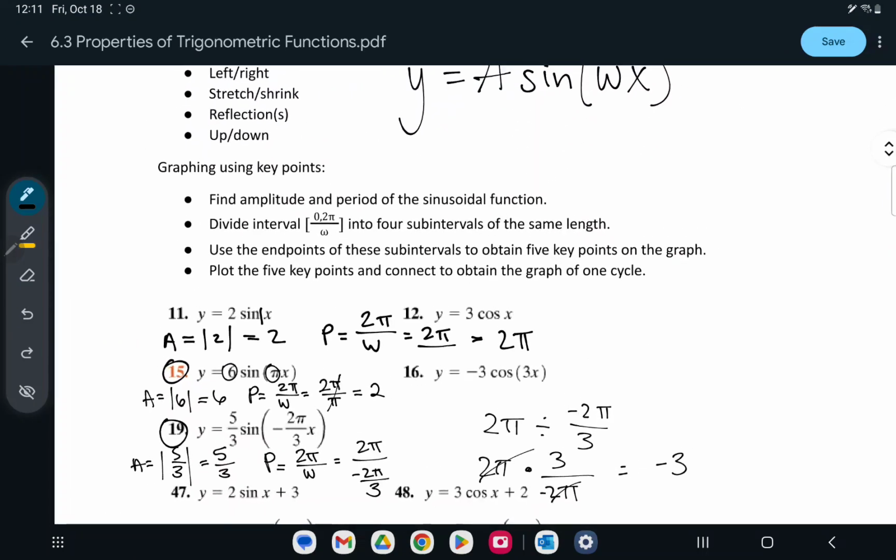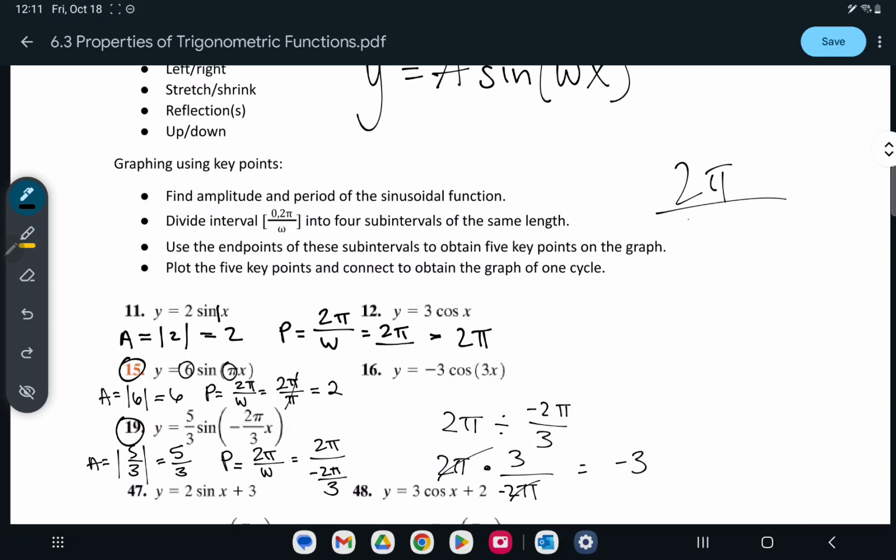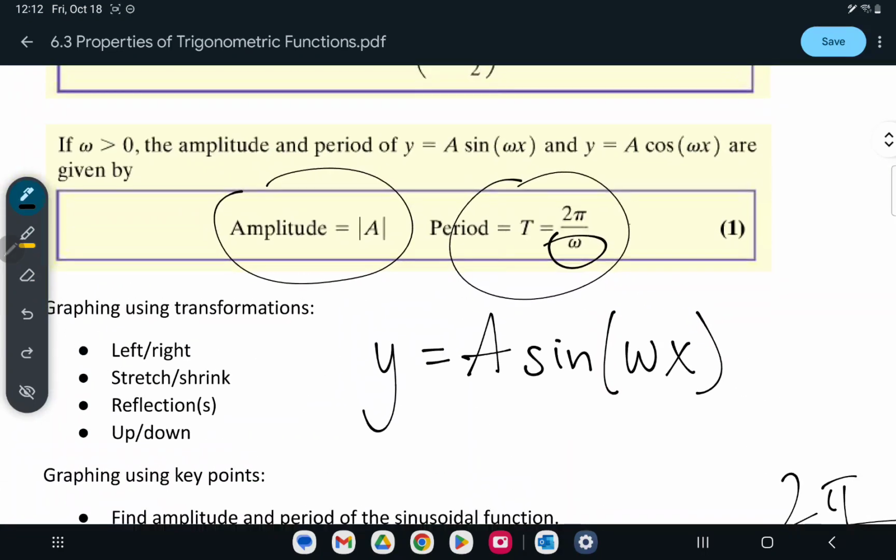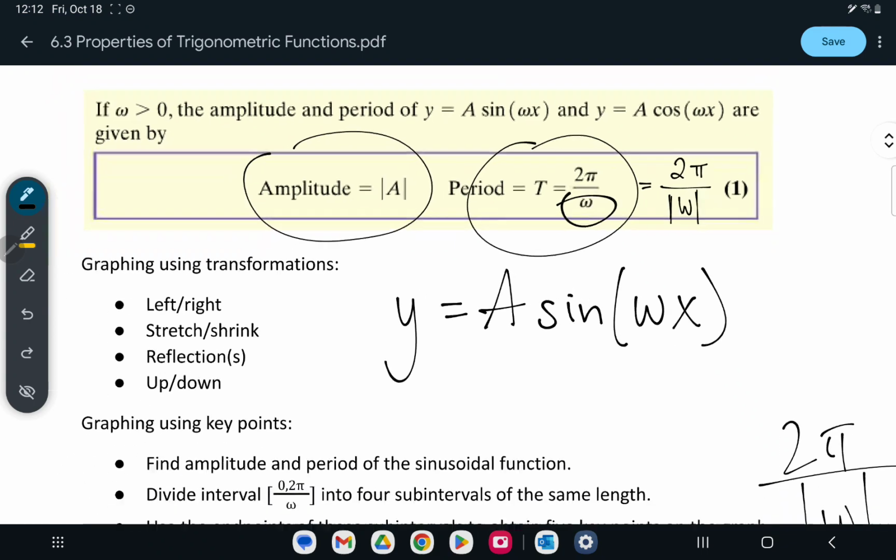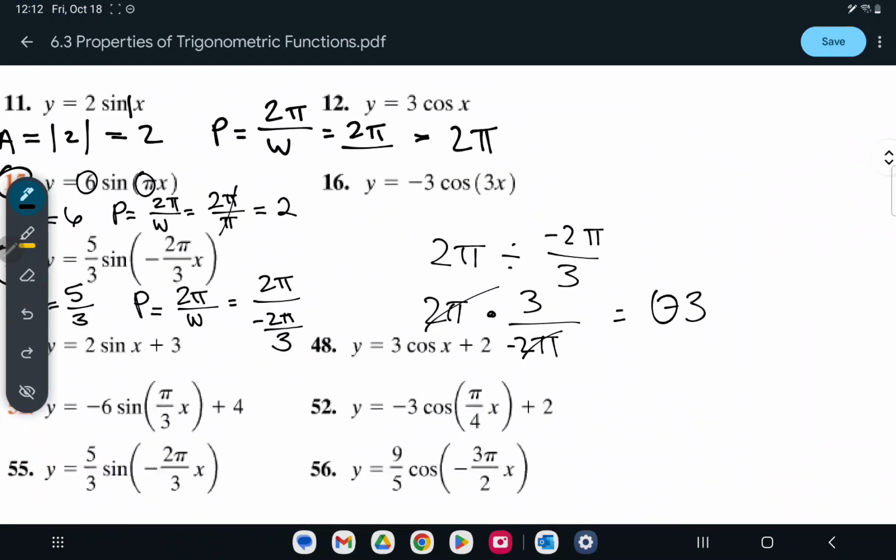I guess one thing we should put in here is that it's 2 pi over the absolute value of omega. The negative was throwing me off, because period is just how often something repeats itself, so the negative doesn't make sense. It should be 2 pi over the absolute value of omega, so we can ignore the negative.